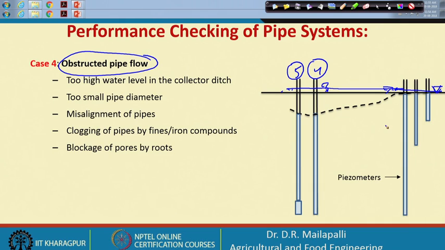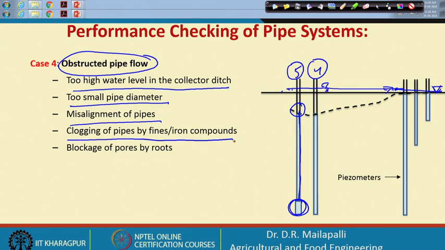But in this case, what happens is that the water level in the collector ditch is too high. You may sometimes observe a too high water level. There is a lot of pressure: the water is supposed to be here, but it is coming all the way up to here, which means a lot of pressure is taking place. It may be because of too small pipe diameters, where the excess water is rushing and filling up the observation well. Misalignment of pipes also pressurizes the flow, as does clogging of the pipes by fine iron compounds.